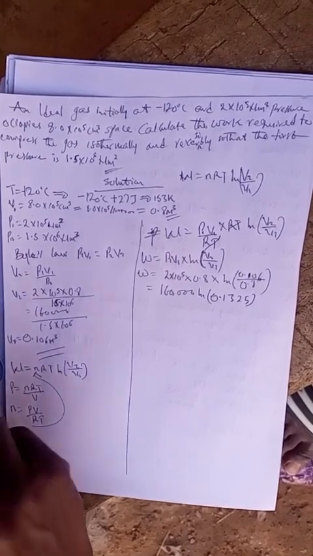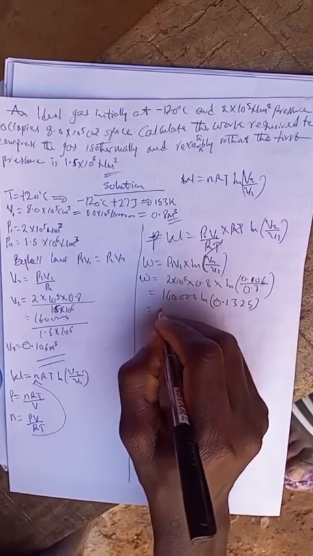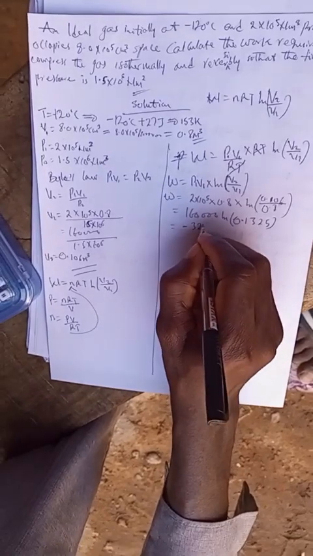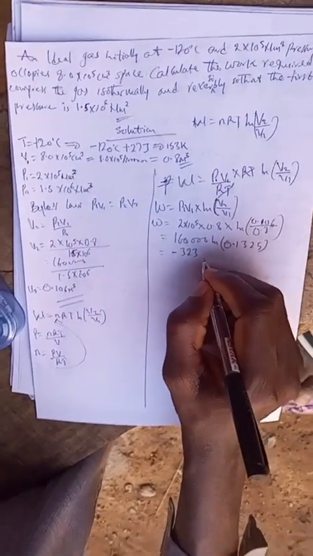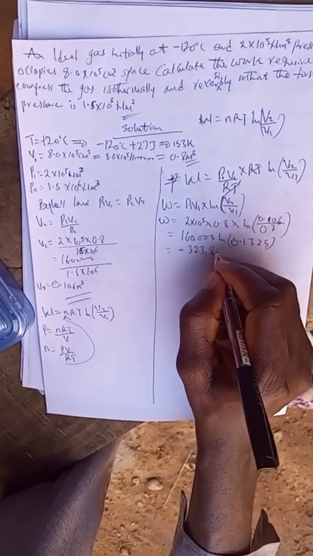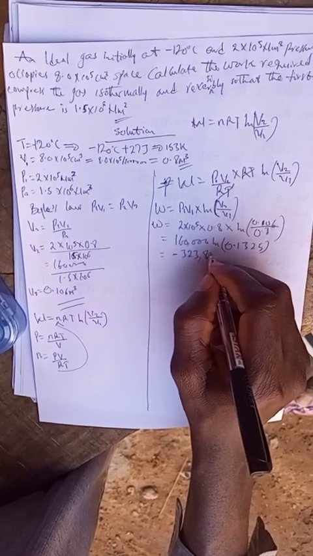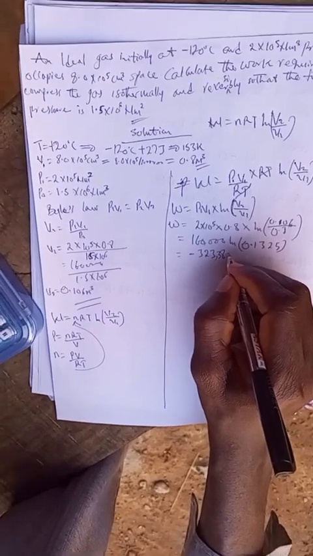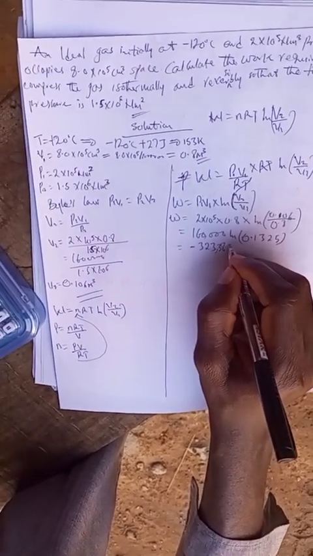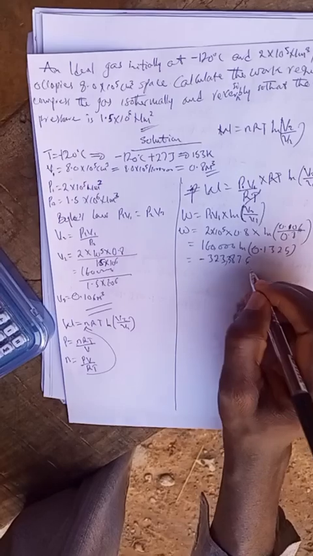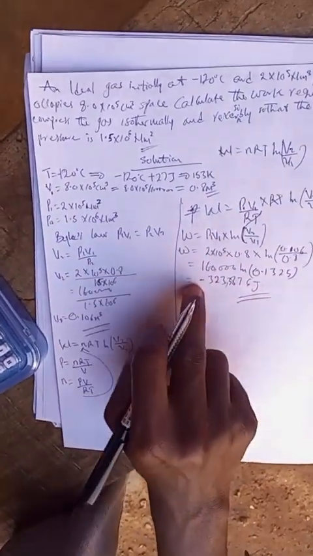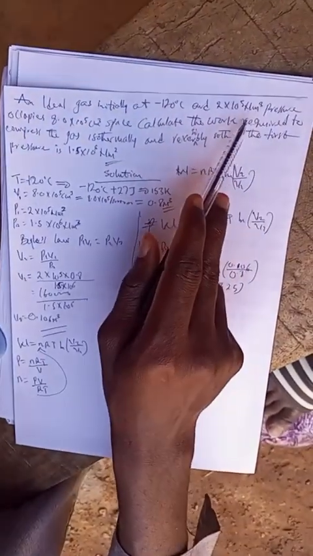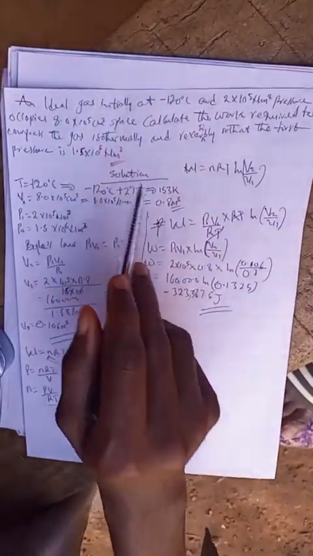160,600, that should be minus 323,000 800, okay, 387.6 joules. So we have to leave the minus because the gas is compressed. So we have to leave the answer with the minus.